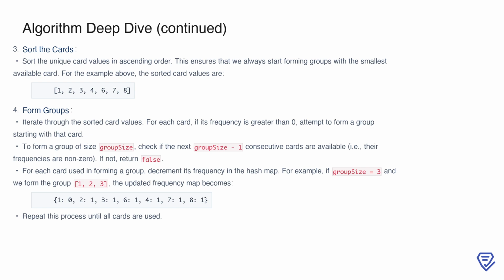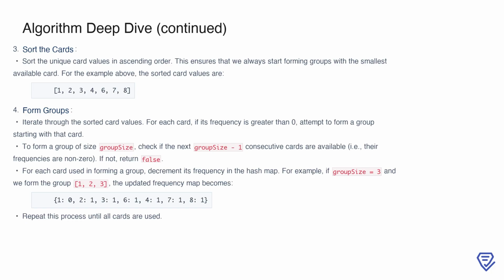Once sorted, we begin forming groups. For each card in the sorted list, if its frequency is greater than 0, we try to form a group that starts with this card. To form a group of the required size, we check if the next group size minus 1 consecutive cards are available, meaning they also have non-zero frequencies in the hash map. If we find that any of these consecutive cards are missing, we return false because it's impossible to form a valid group. When we successfully form a group, we decrement the frequencies of all the cards used in that group.